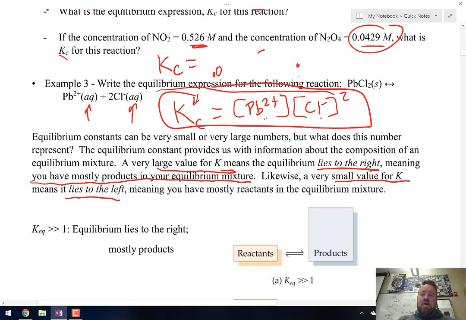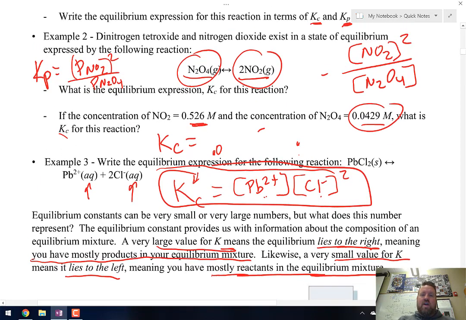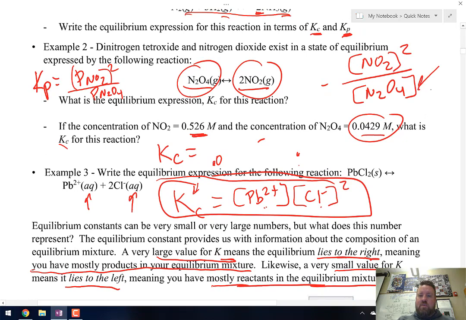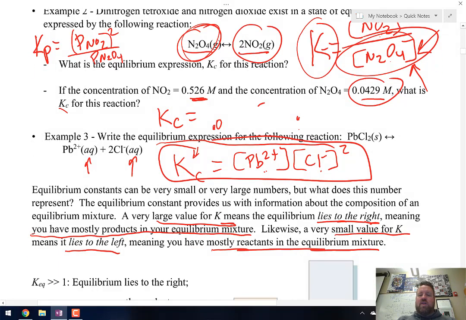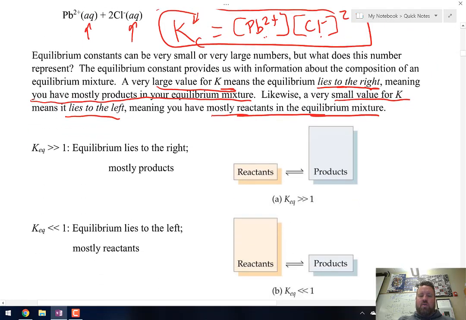However, if you have a small value for K, it means the reaction lies to the left. And again, what does small mean? It means less than 1. And that means you have mostly reactants. Obviously, if this number were bigger, then of course your K value, your equilibrium value, would be less than 1. If this is a bigger number and this is a smaller number, then you're going to have a value that's less than 1. But again, what does that really mean? It just means you have more reactants than you do products in your equilibrium.